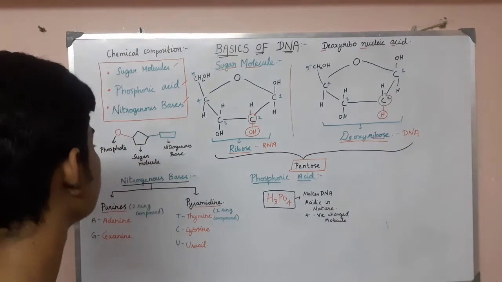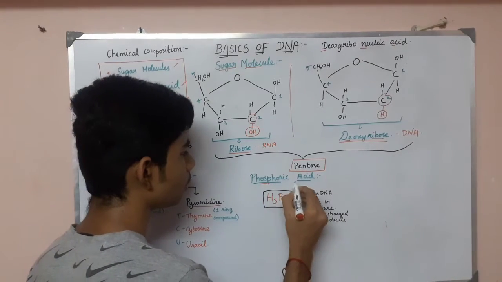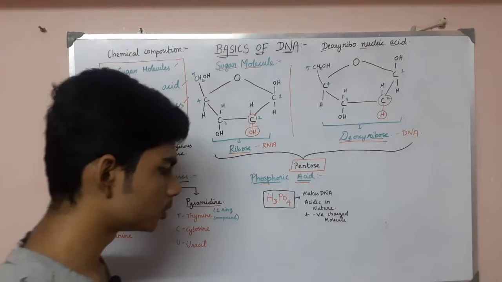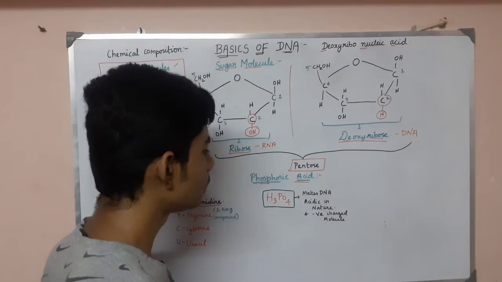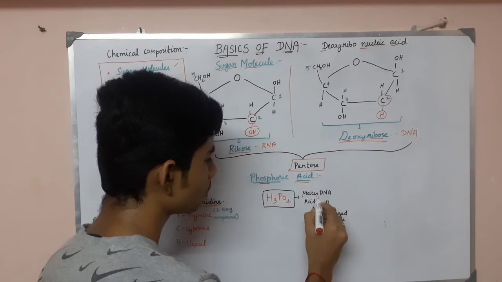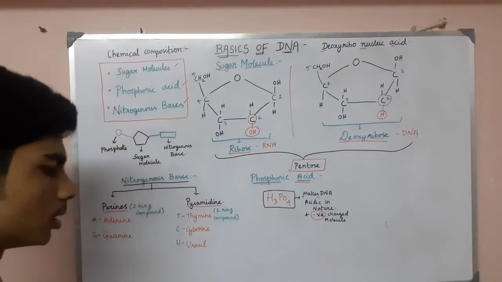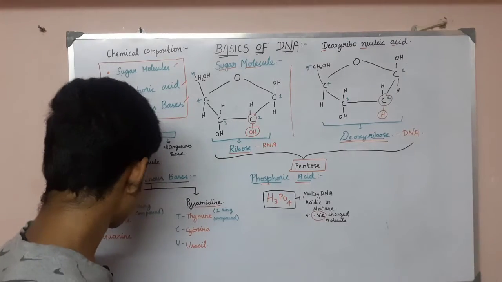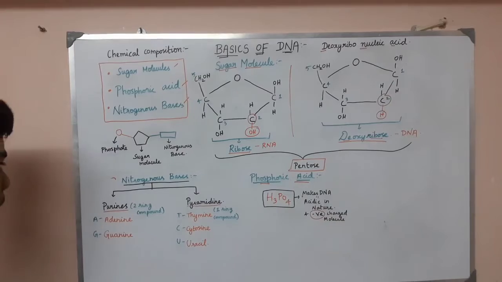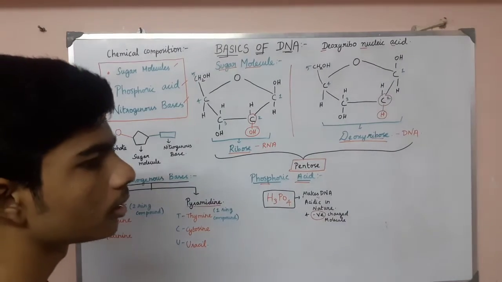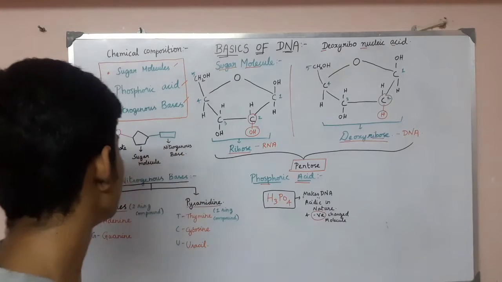So the next thing is phosphoric acid. DNA also contains phosphoric acid as one of its chemical components. Its chemical formula is H3PO4. It makes the DNA acidic in nature and also makes it a negatively charged molecule, as we saw in the last video. And finally we come to the nitrogen base. Nitrogen bases are the most important thing, which makes the structure of DNA.